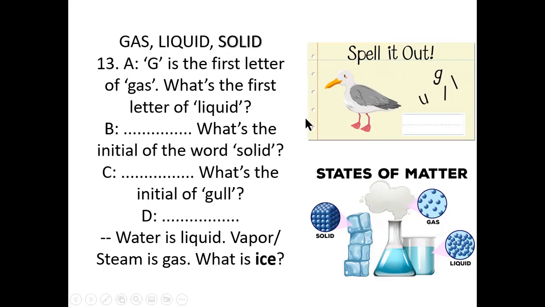What is the initial of gull? This is a gull. Seagull. You can also say seagull. G is the initial of gull. G-U-L-L. Water is liquid. Vapor or steam is gas. This is steam. Yes, this is vapor.